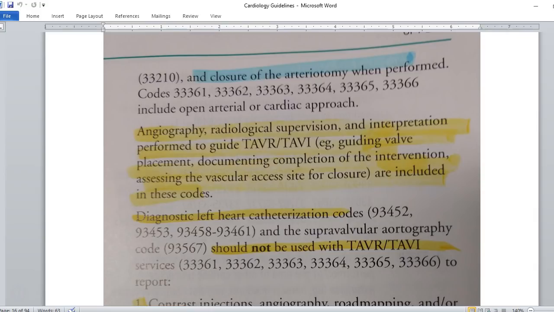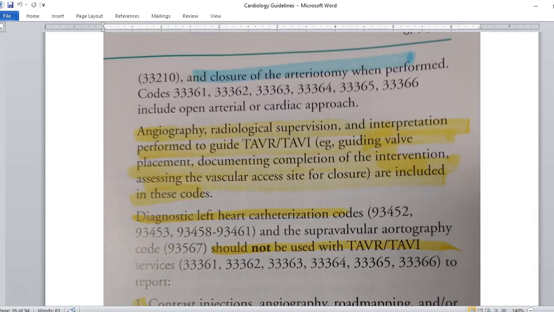They also tell us that angiography, radiological supervision, and interpretation to guide TAVRs and TAVIs are included in these codes. And that's because a lot of the time the patient is in a surgery room where above them is an X-ray machine. And instead of taking pictures, they can have a live feed of the X-ray machine going to a monitor. As they're going in, part of this is going to have metal, and they can see exactly where they're going through the X-ray equipment, okay?